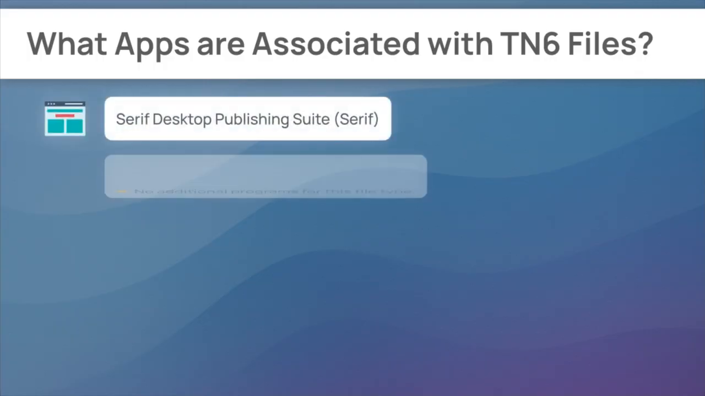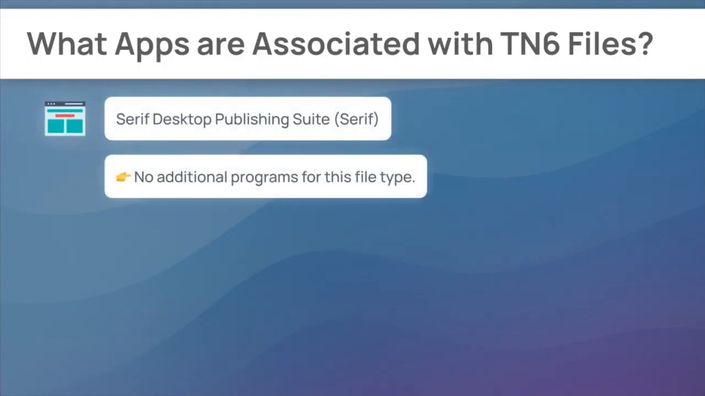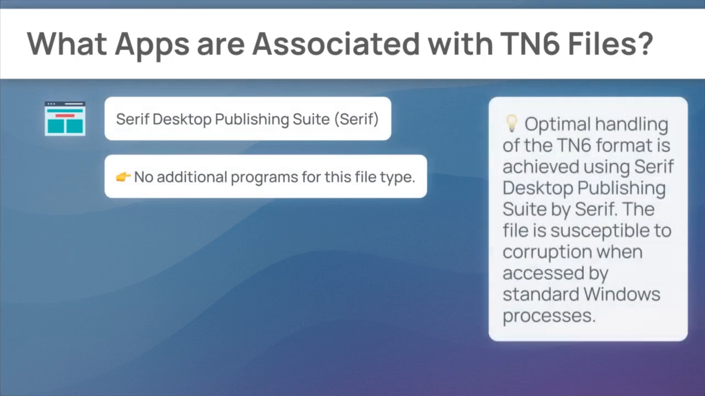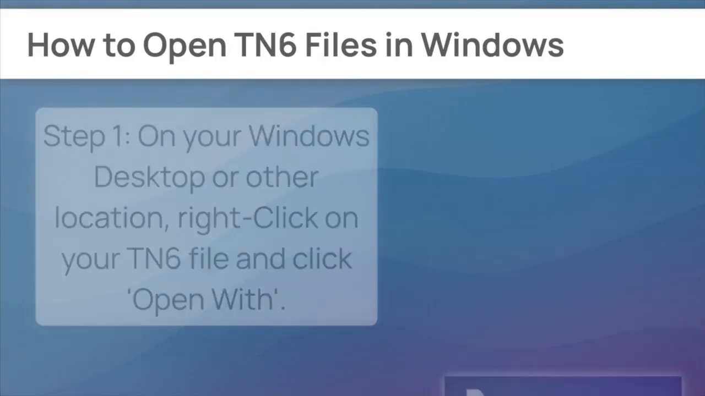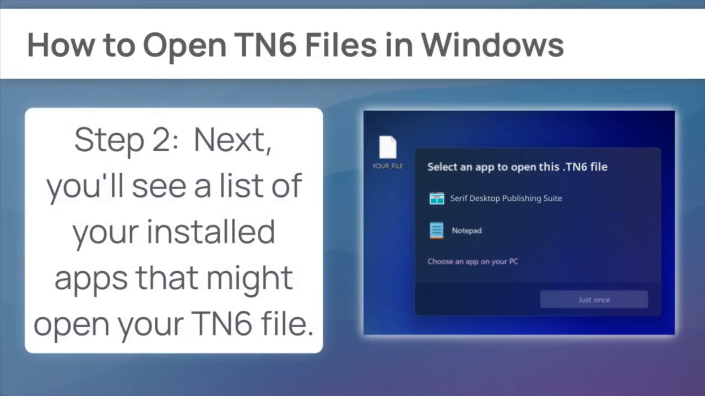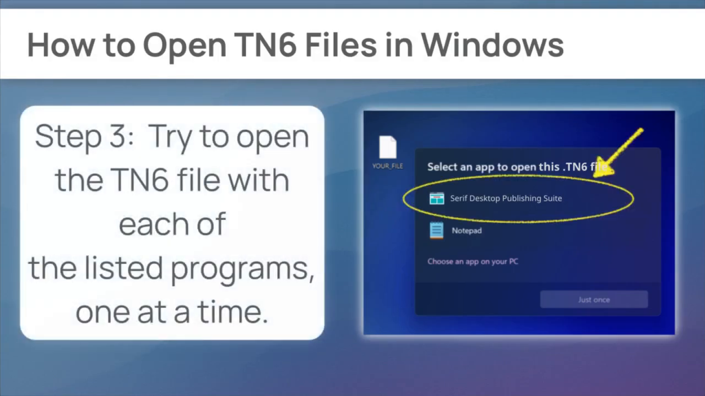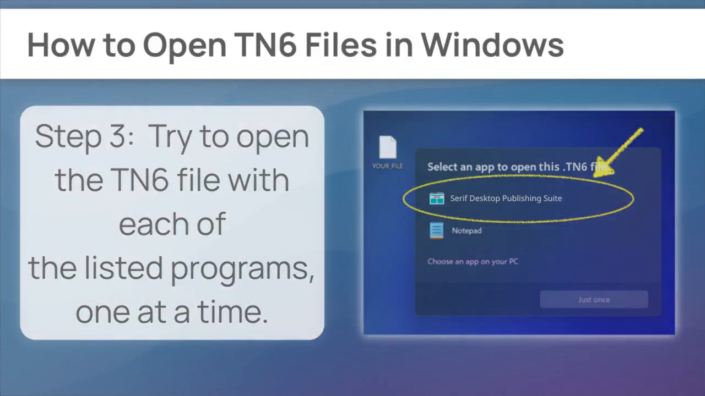The guiding principle for opening TN6 is to use Serif Desktop Publishing Suite from Serif. For security reasons, Windows requires a known safe application for execution. Windows organizes installed fonts alphabetically for easy management. Your first step in the technical sequence: right-click the TN6 file and choose Open With. Use Serif Desktop Publishing Suite as your first test case. If it fails, choose another program immediately.